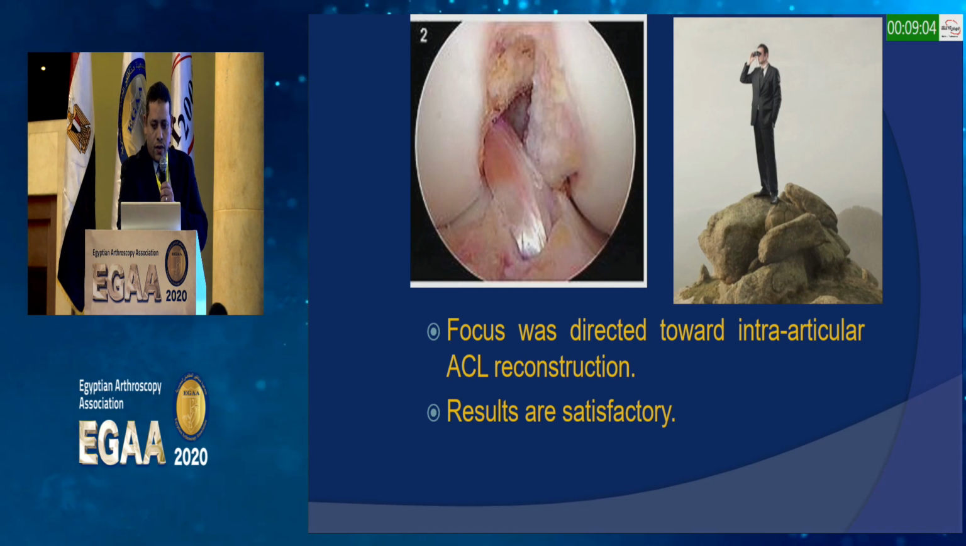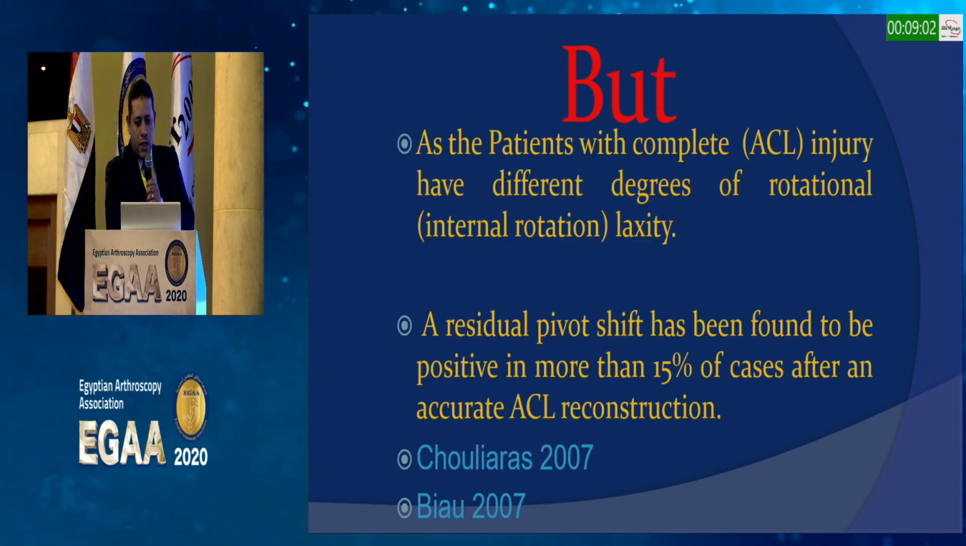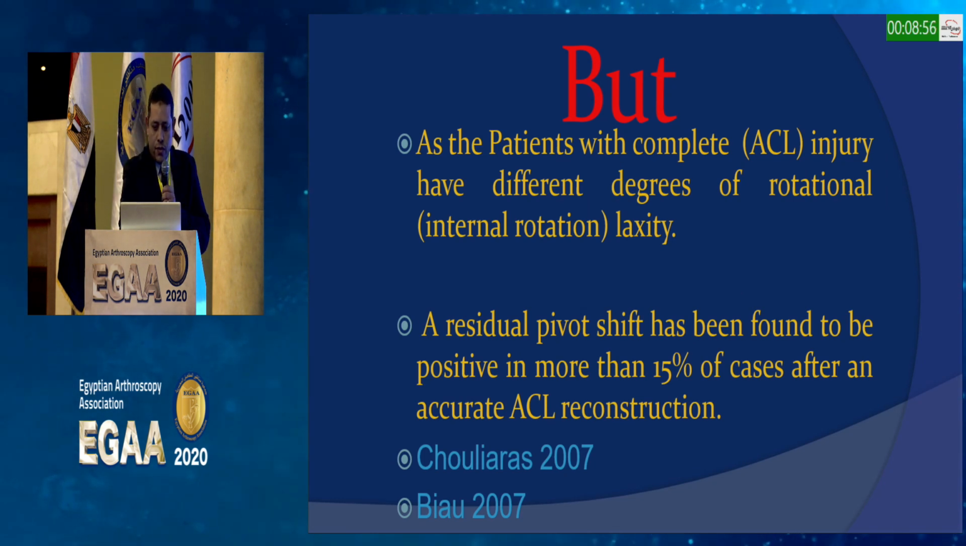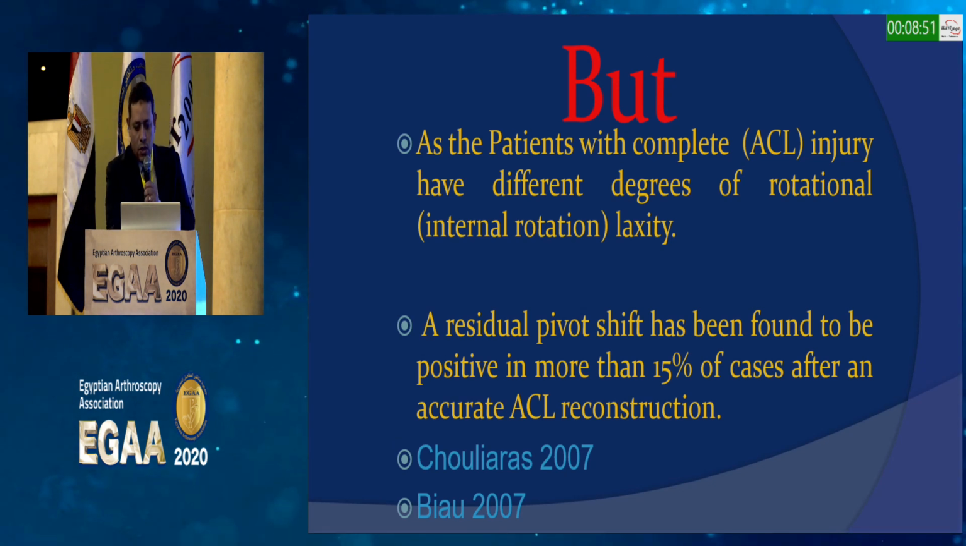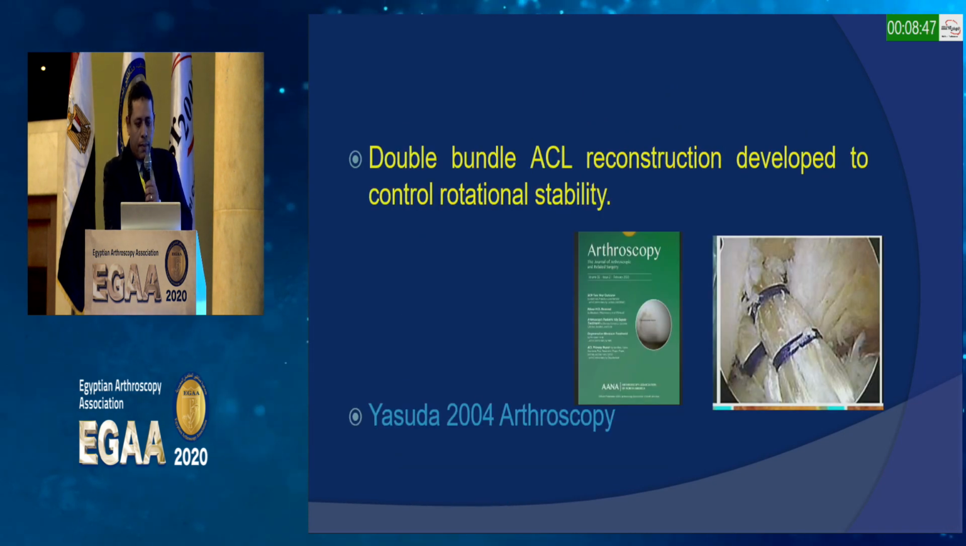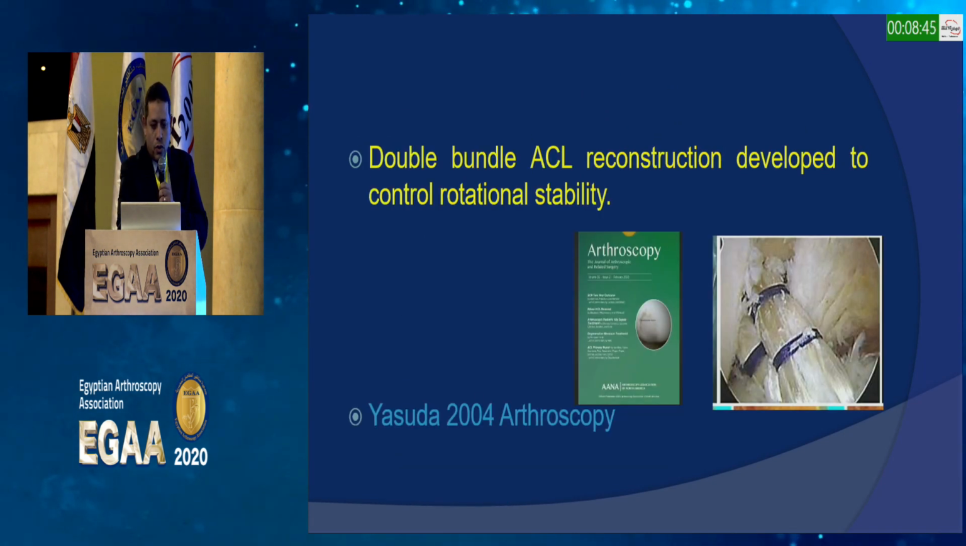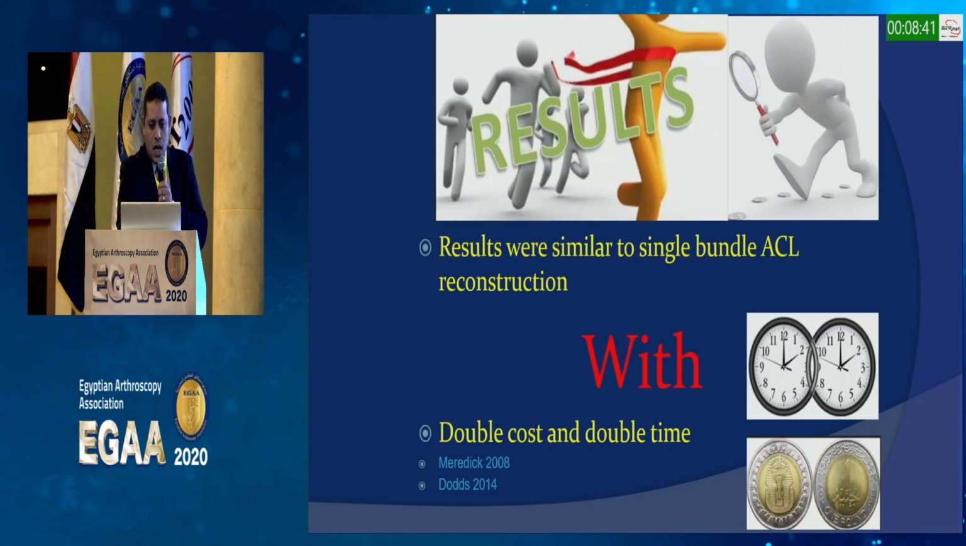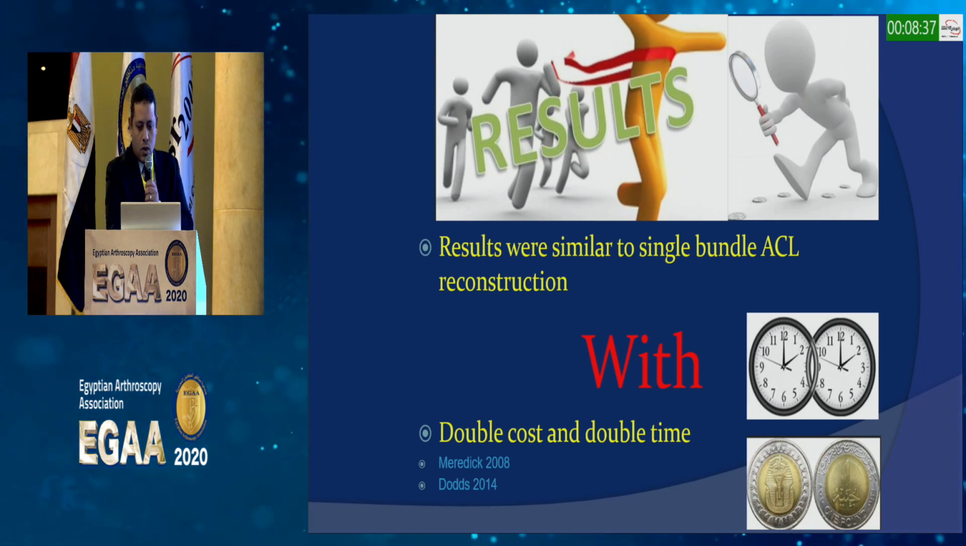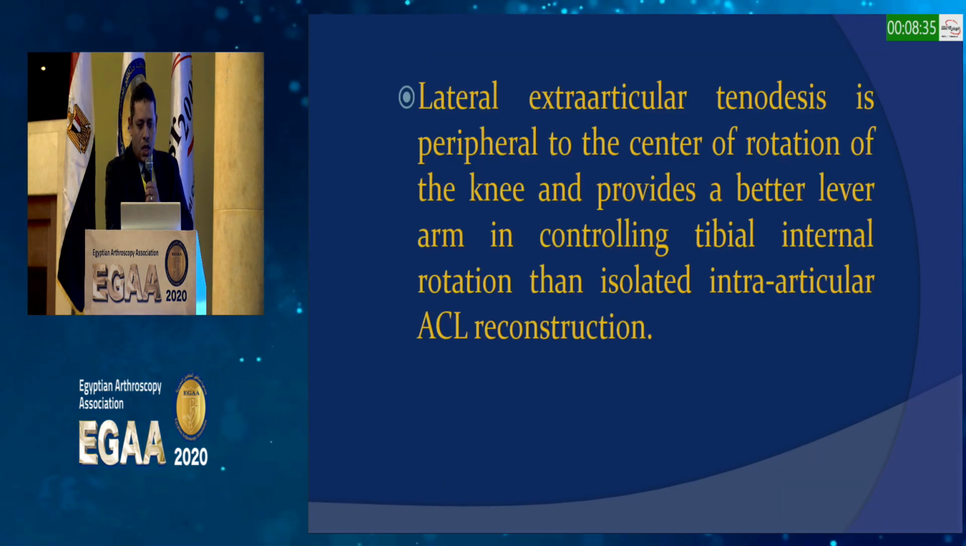Results are satisfactory, but the patients with complete ACL injury have different degrees of rotational laxity. Residual pivot shift has been found to be positive in more than 15% of cases after an accurate ACL reconstruction. Double bundle ACL reconstruction developed to control this rotational instability. Results were similar to single bundle ACL reconstruction, but with double cost and double time.